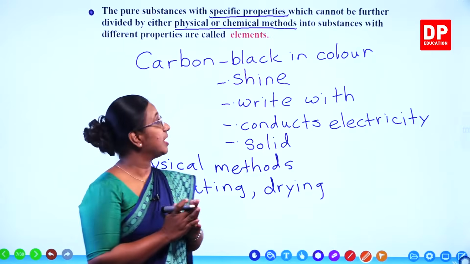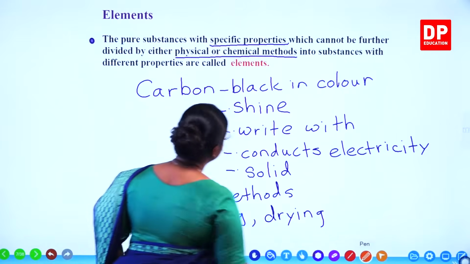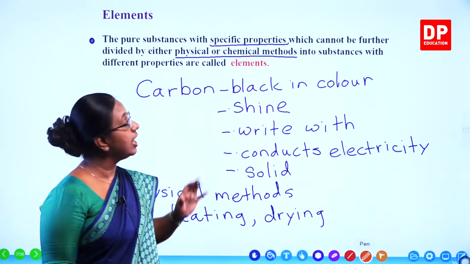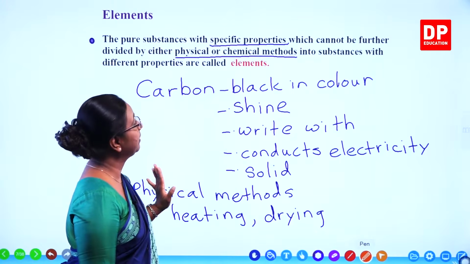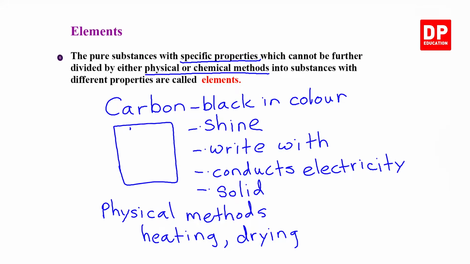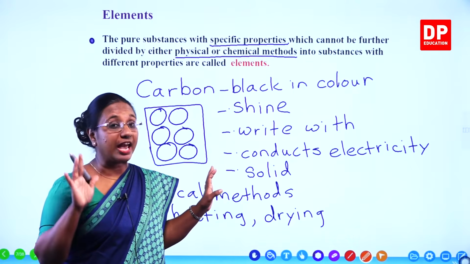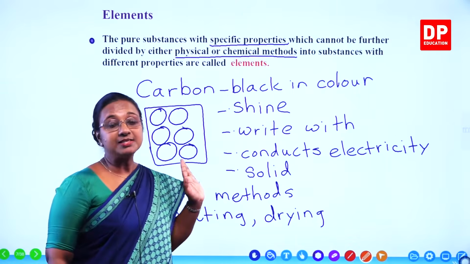So those type of substances are known as elements. So here you all can see, if I read it again, the pure substances with specific properties which cannot be further divided by either physical or chemical method. So when you take carbon, there will be only carbon particles. So you cannot divide them. If you try to do that, they will become some other substance. You cannot divide. That's the important part. So then we call them elements.